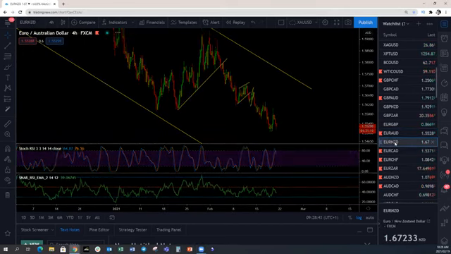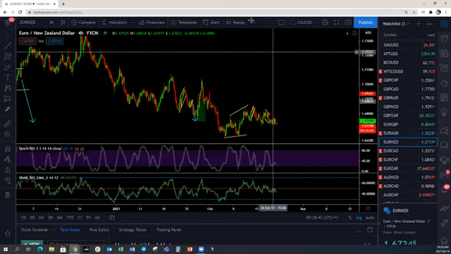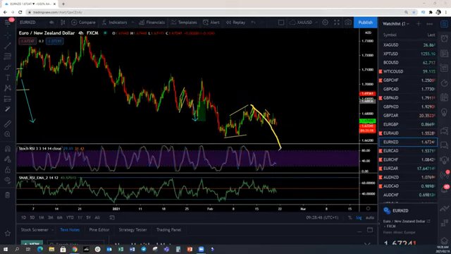Euro New Zealand, expect continuation to the downside as well. We're expecting this to happen. We've been expecting that direction the whole week.